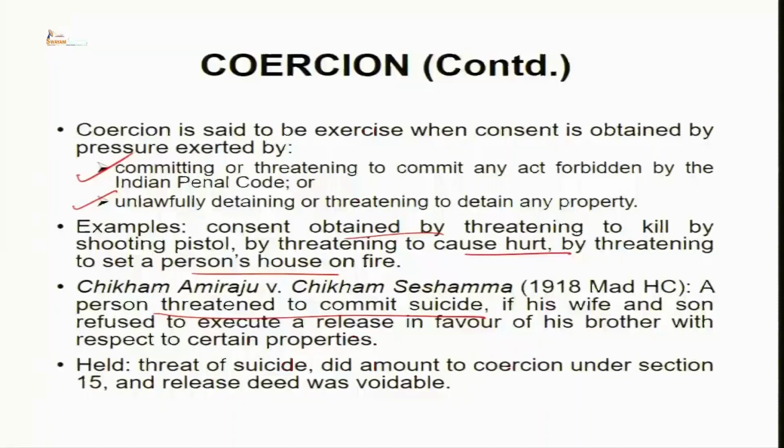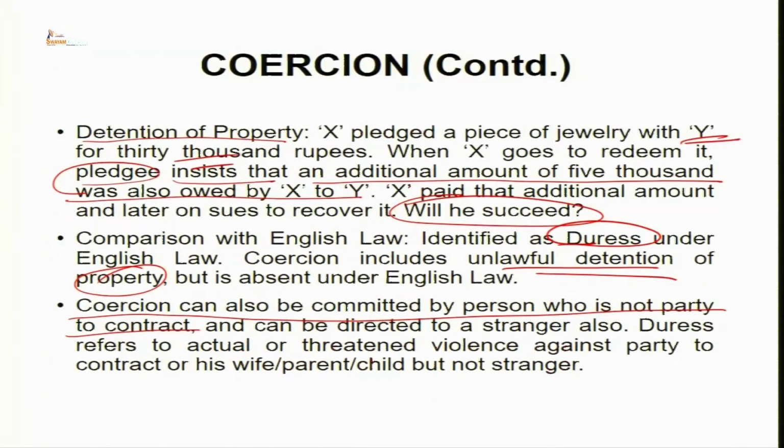Let us go back to the difference. Coercion can also be committed by a person who is not a party to the contract and can be directed at a stranger also. Any person who is not a party to the contract can commit coercion, and coercion can be committed against any person who is not a party to the contract. But is it the same in English law also? The answer is no, because duress refers to actual or threatened violence against a party to the contract or his near family, that is wife, parent, child, but not a stranger, unlike the Indian law.